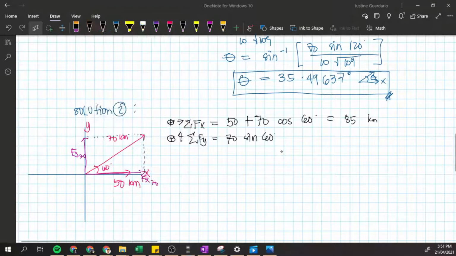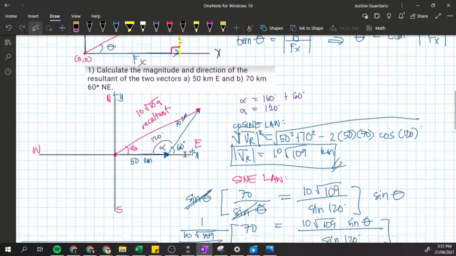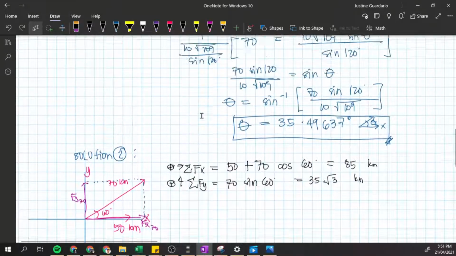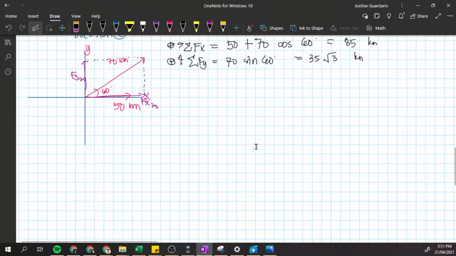Okay, that is 35 square root of 3. Okay, 35 square root of 3 kilometers. So, basically, ano bang approach tong ginagawa ko? This is much more appropriate when we're dealing with many vectors, for example, 5, 4. Since kung idodraw natin siya ng ganito for graphical, medyo mahaba siya at mas mahirap na analysis yon. Mas maraming sine and cosine law gagamitin natin.